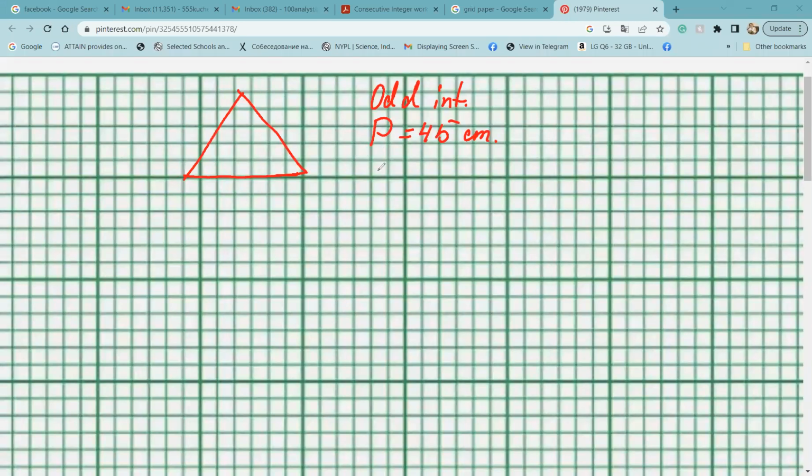Let's assume that the first side will be equal to n. The second side will be n plus 2 because we have odd consecutive integers. And the third side of the triangle will be equal to n plus 4. I know that perimeter is the length around the shape, so we can set up the equation. So we have n plus n plus 2 plus n plus 4, and you get 45.